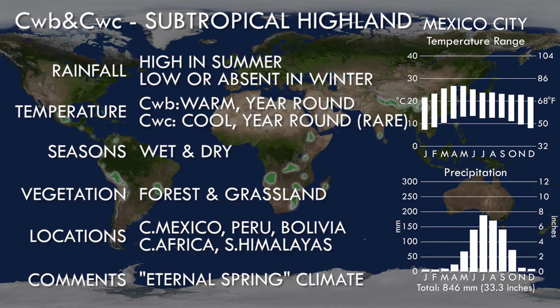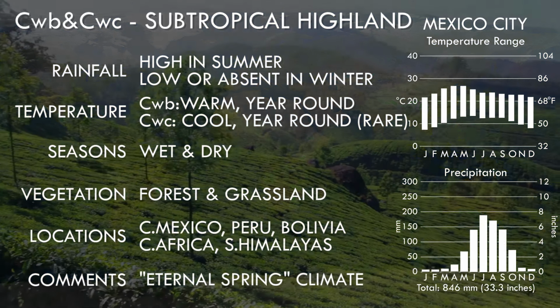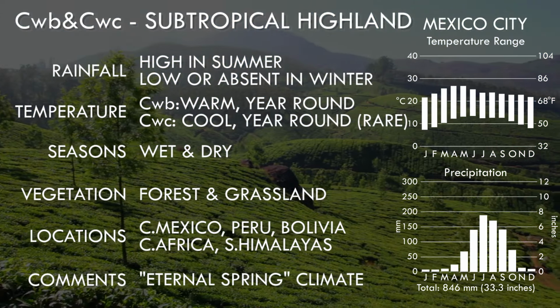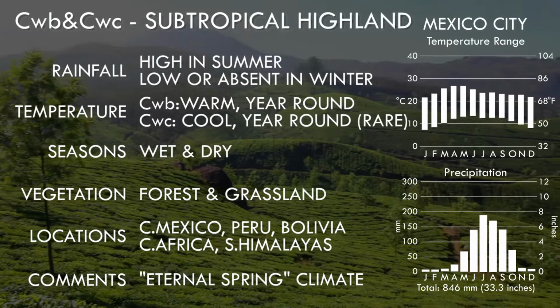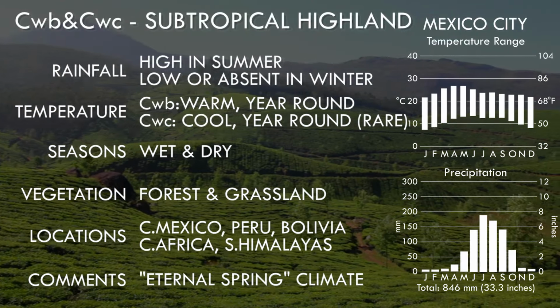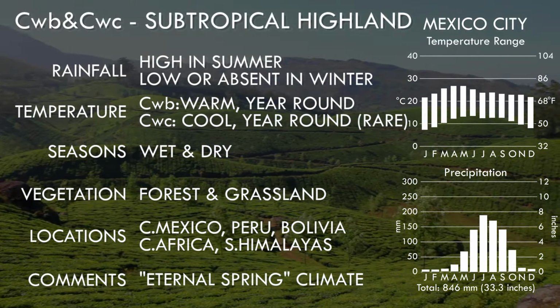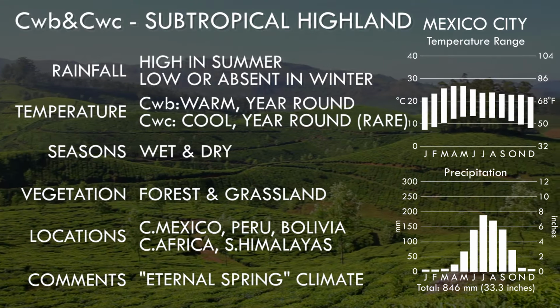CWB, Subtropical Highland. Occurring in tropical latitudes, the heat of the rainforest and savanna is reduced significantly through being at high altitude. The result is year-round mild temperatures with a pronounced dry season. Found mainly in Latin America, East Africa, and the foothills of the Himalayas, natural vegetation is a mix of forest and grassland.